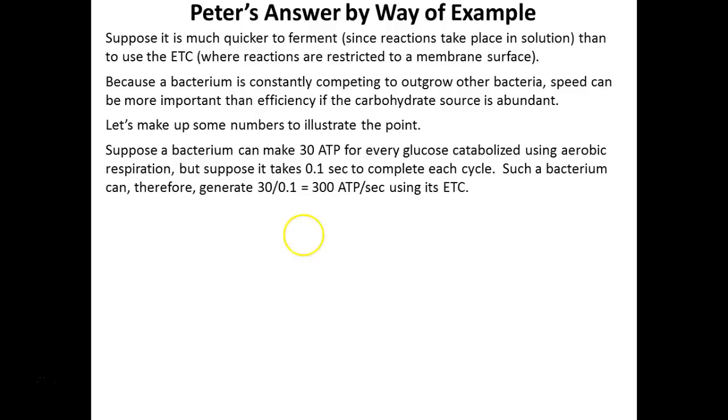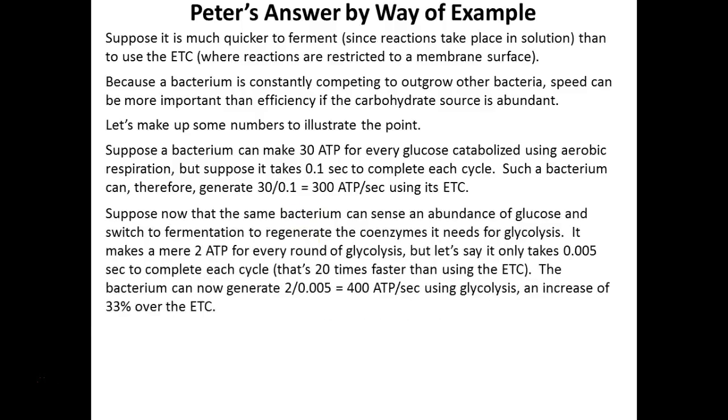Make sense? Okay. But on the flip side, even though you only get 2 ATPs if you choose fermentation, just glycolysis, it only takes you 0.005 seconds for each cycle. That means that you could complete and make 400 ATP per second doing glycolysis and fermentation as opposed to aerobic respiration, which takes longer.